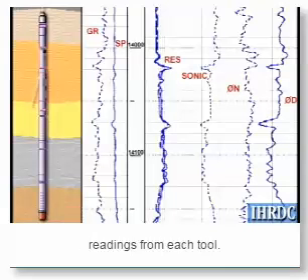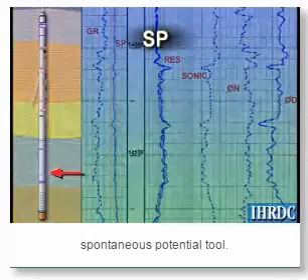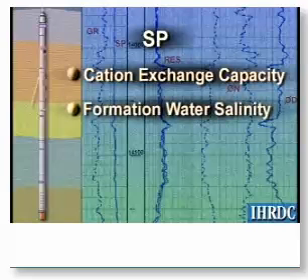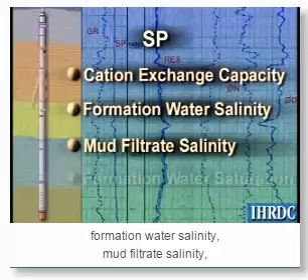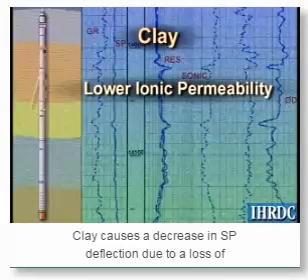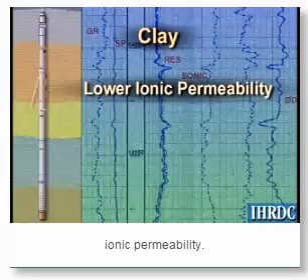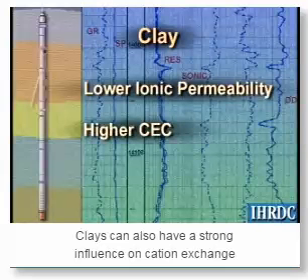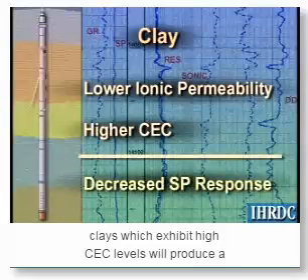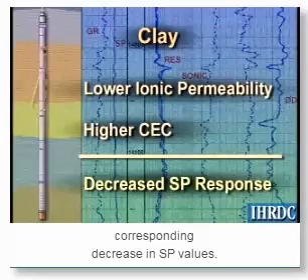Let's start by describing the response of the spontaneous potential tool. SP deflection is a function of cation exchange capacity, formation water salinity, mud filtrate salinity, and formation water saturation. Clay causes a decrease in SP deflection due to a loss of ionic permeability. Clays can also have a strong influence on cation exchange capacity, and we can generalize by saying that clays which exhibit high CEC levels will produce a corresponding decrease in SP values.